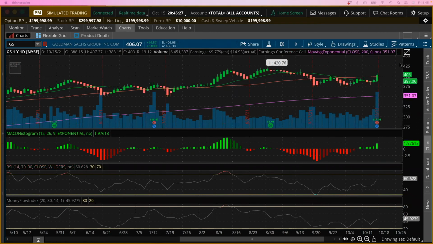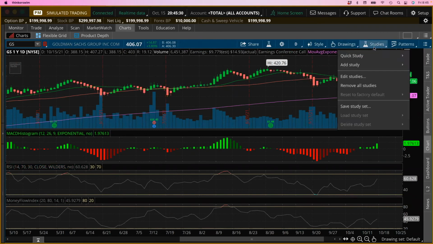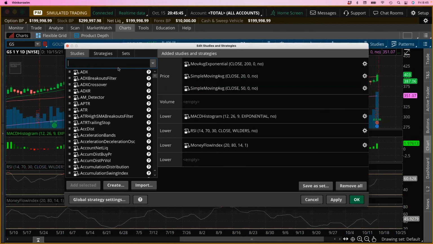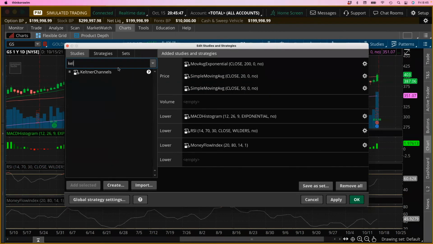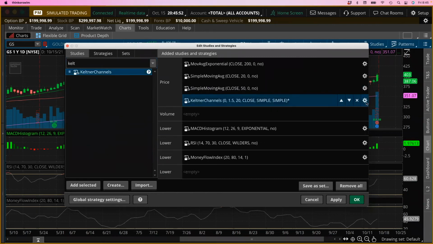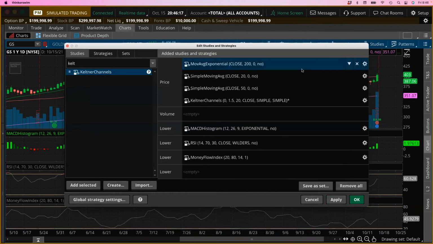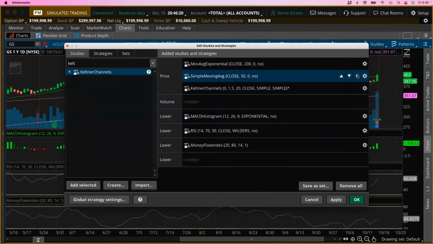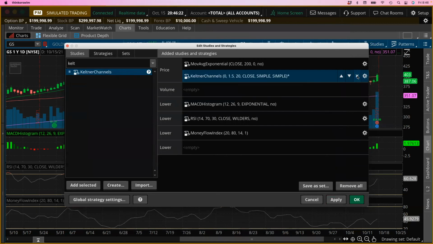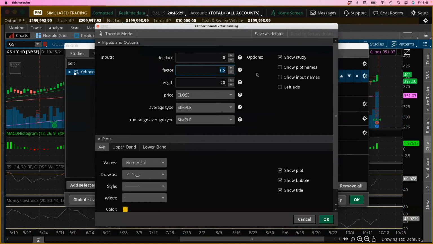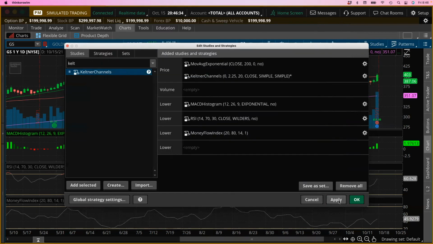Now, new indicator. And my favorite one. Okay, we're going to remove these because I want to show you guys just how accurate this is, except we have to change from 1.5 to 2.25. Always make sure you do that.